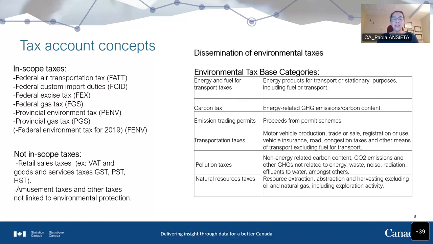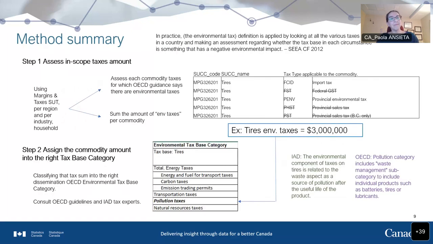Referring again to the guidelines, they provide a list of tax bases that identify environmentally related taxes, most notably energy products, transport, for stationary purposes, carbon taxes, and emission trading schemes. For this process, we can truly appreciate the robust detail available at the commodity breakdown provided by the supply use tables. With regards to our methods, here's a very broad schematic that shows how the ETA estimates are produced. The first step involves compilation of taxes and identifying in-scope commodities. From these full tax lists of commodities, only the in-scope tax type revenues are extracted by year and by region, thus providing a commodity tax revenue total.